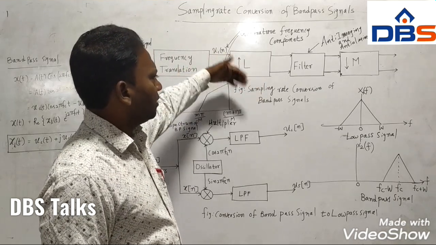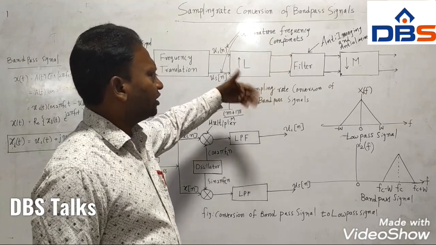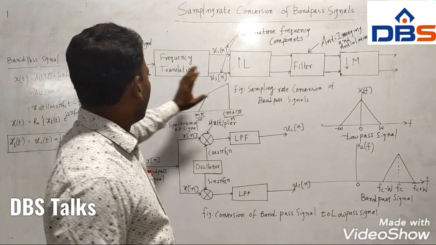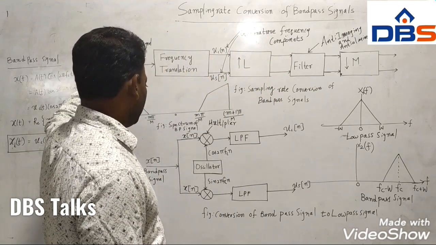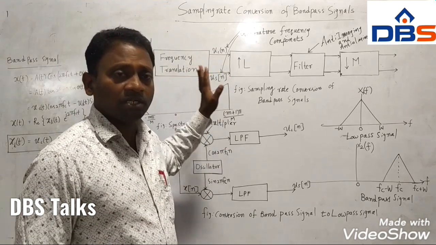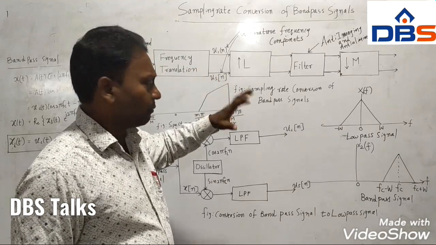So the L means interpolating, M means decimating. Like that we can convert from one sampling rate to another sampling rate of a band pass signal. So this is what happens. This is a very important topic. Even you get university questions on this for 10 marks.